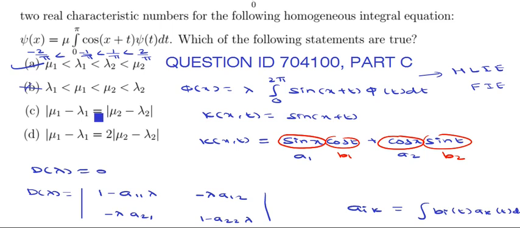So here the modulus is missing. Mu1 minus lambda 1 is equal to mu2 minus lambda 2. So mu1 is minus 2 by pi, minus lambda 1 gives 1 by pi, and mu2 minus lambda 2 is also 1 by pi, so this is correct. And for the last one, mu1 minus lambda 1 is 1 by pi, and this is also 1 by pi, so this is equal to 2, so this is wrong. Therefore the correct options for this question are option A and option C.